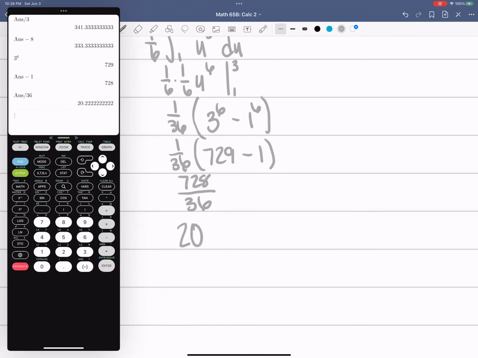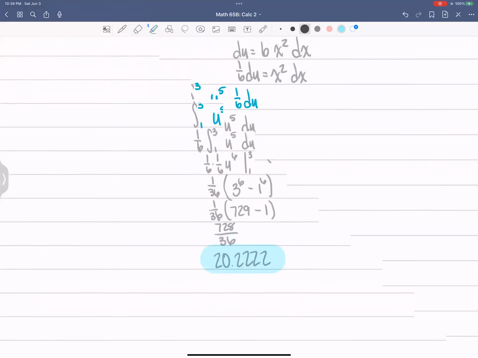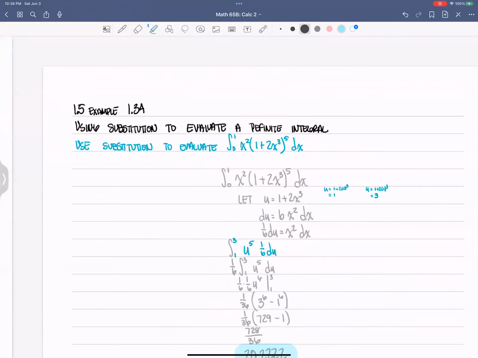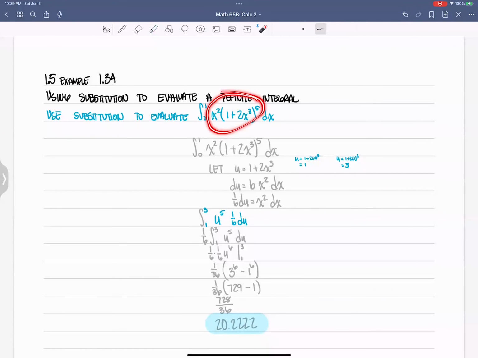So our answer is 20.2222. And that's it. That is the area under this curve right here.